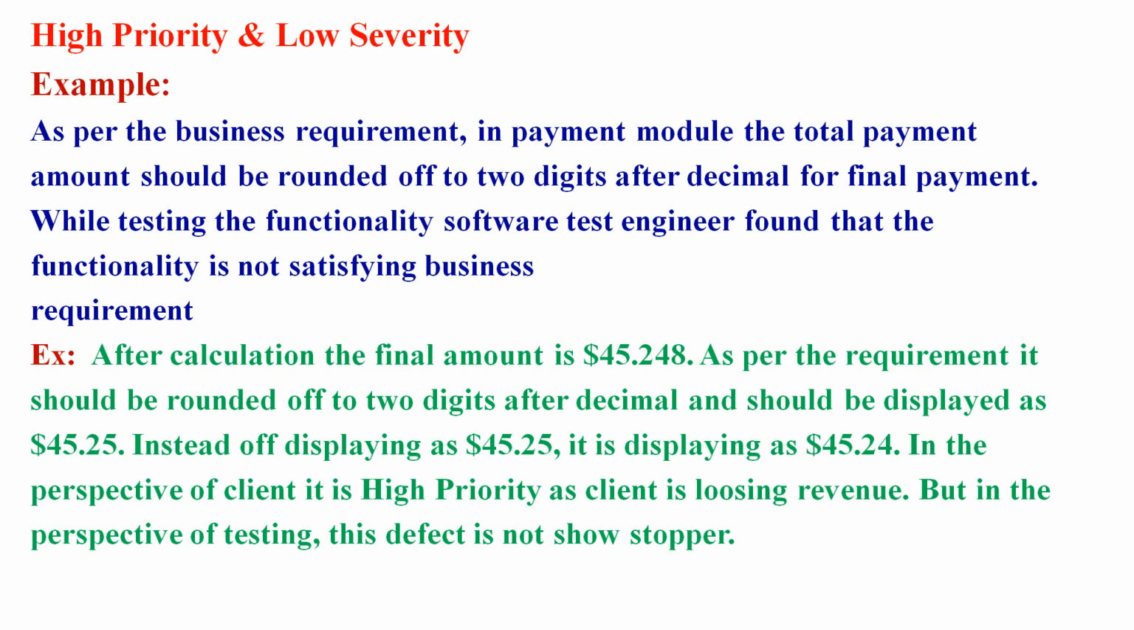revenue, right? But in the perspective of testing, it is a low severity, because what is the defect here? Getting rounded off. So there is a defect. It is not a showstopper. The concerned software test engineer is able to do further testing. This defect is not stopping. But in the perspective of a client, the client is losing the revenue. Immediately, within hours, this defect has to be fixed. That is why for this defect, he has assigned high priority.